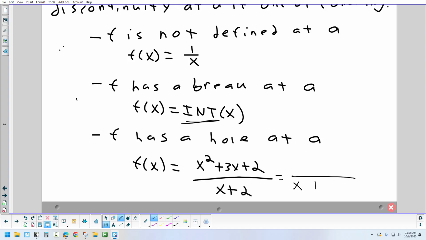How could I rewrite the top if I factor it? How does x squared plus 3x plus 2 factor? X plus 2, x plus 1. This is the reason why there was a hole, because we had a common factor in the top and in the bottom. That's when you get a hole in the graph.